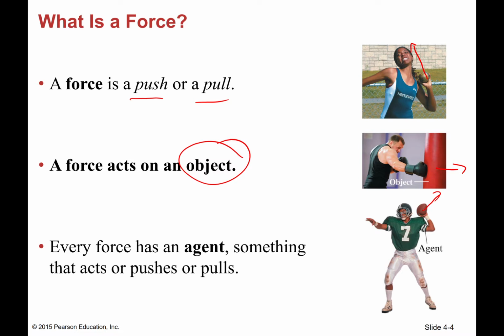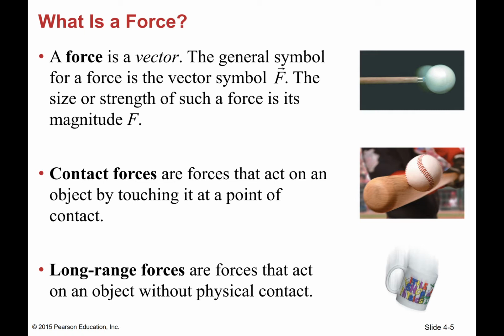So every force has an agent, something that pushes or pulls. Here, the quarterback is the agent. He is exerting a force on this ball. Here, the boxer is the agent. He's exerting a force on the bag. An important property of a force is that it is a vector. So we need two things to specify a force: a magnitude and a direction. We typically denote forces with this symbol here, and the magnitude of the force is just going to be the letter.